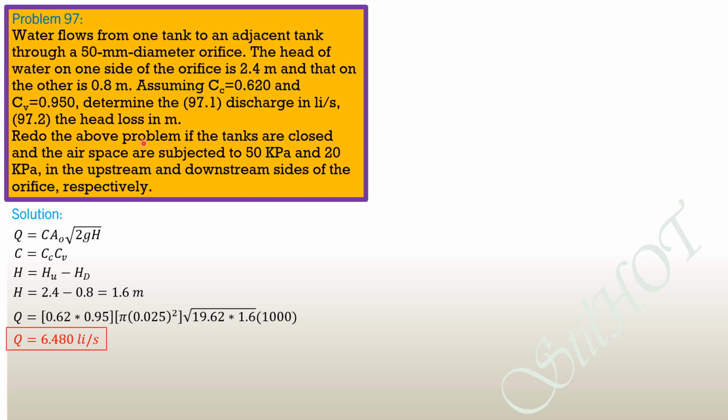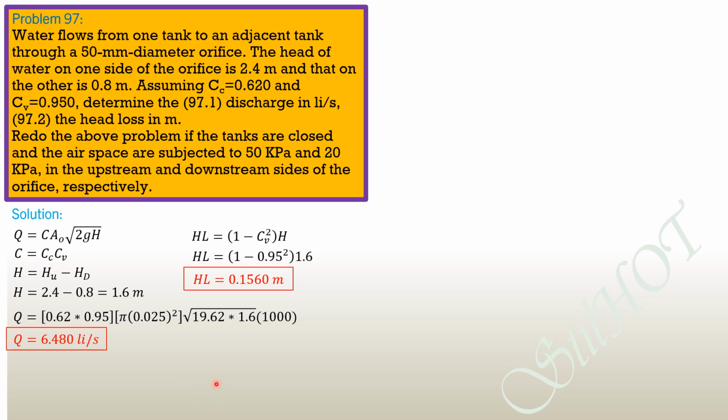For the head loss in meters, we have head loss equals 1 minus C sub V squared times quantity H. And since we have already calculated H, so substitute, head loss equals 1 minus 0.95 squared times 1.6. So the head loss in meters is equal to 0.156 meters.